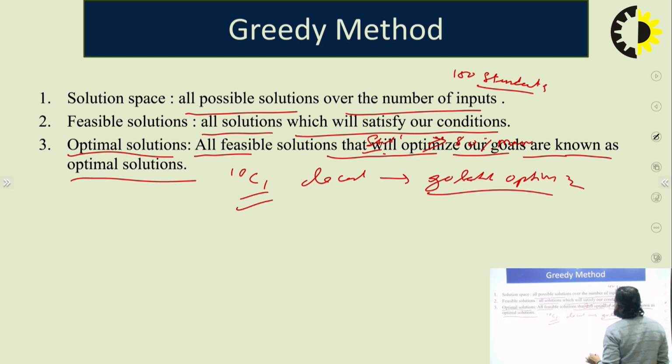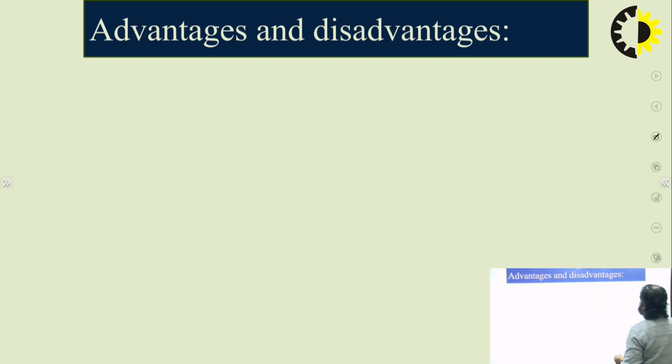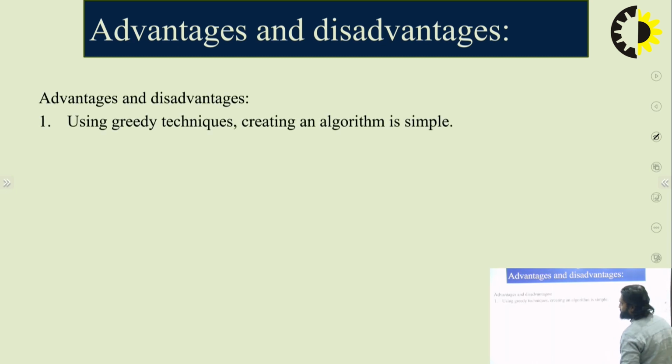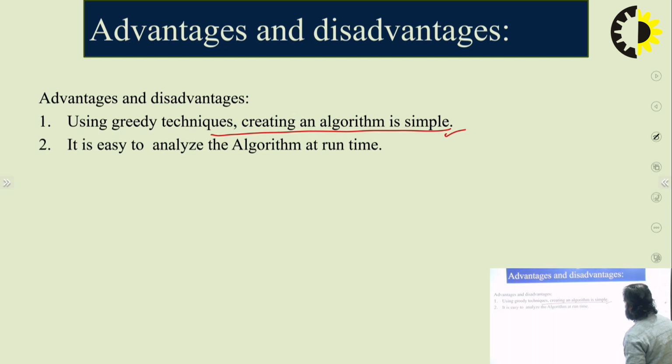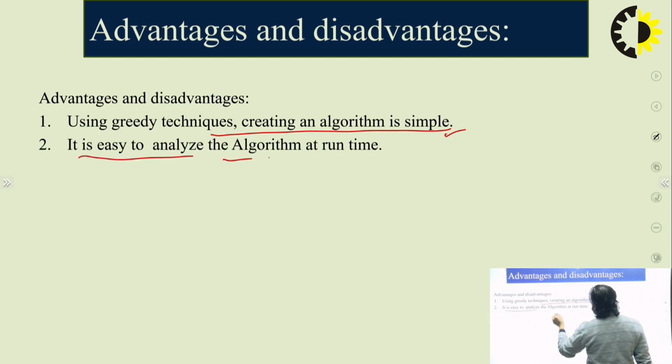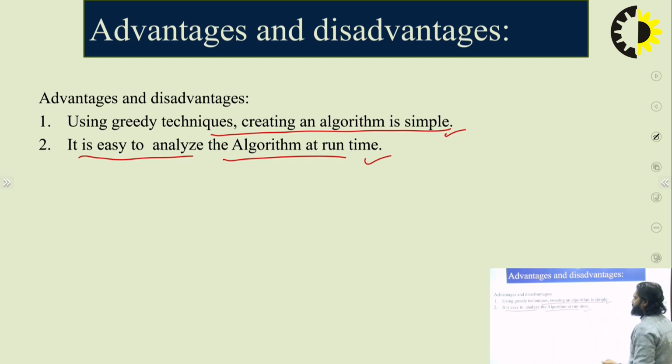Globally optimize. It's known as greedy. Now, the advantages and disadvantages of greedy techniques. The advantage of using greedy techniques is that creating algorithms is very simple in comparison to dynamic programming. It's easy to analyze the algorithm's run time. It's a very fast algorithm. It generates a fast output, but sometimes its result is not correct.